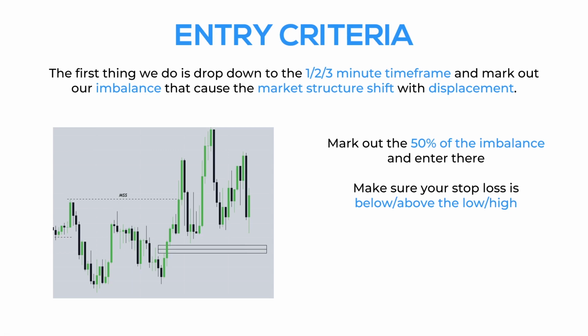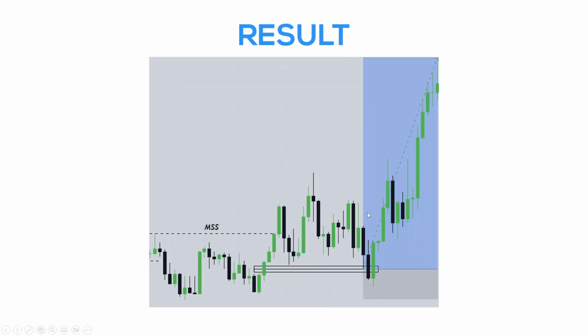Make sure your stop loss is below or above the low or high. In this instance, our stop loss will be right here because it is below the low, or it could be right over here, it doesn't really matter. And you want to target opposing liquidity. This is exactly how a result will look. Again, this is the same example right over here. We've had sell side liquidity being taken, market structure shift, we've entered off the 50%, stop loss just below the low, and then market pushes up and we target opposing liquidity.